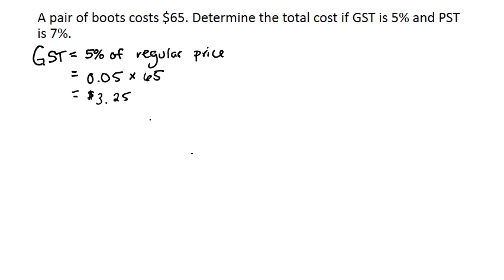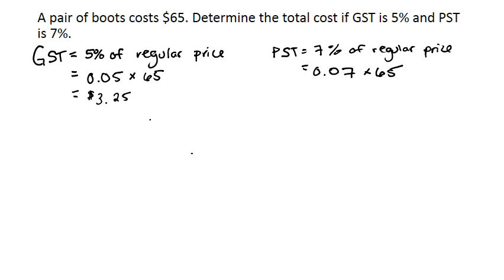Then we need to do the PST. So PST is equal to 7% of regular price, which is equal to 0.07 times the regular price of $65, and 0.07 times 65 is $4.55.